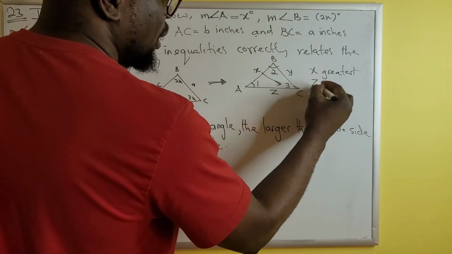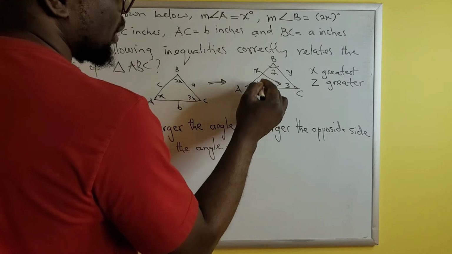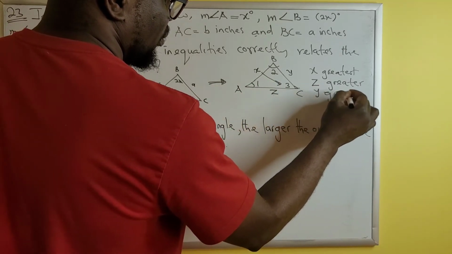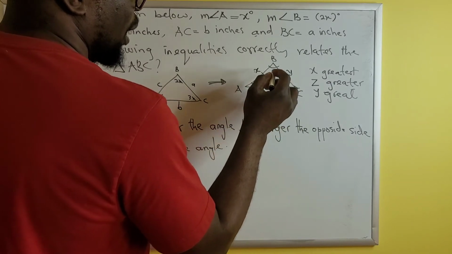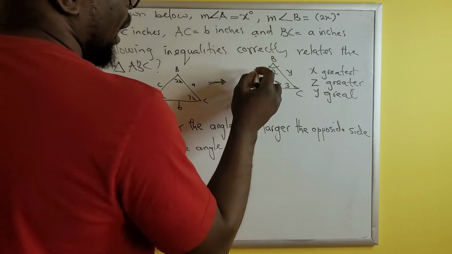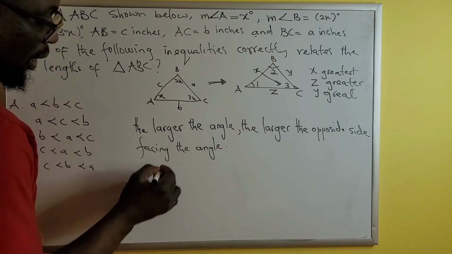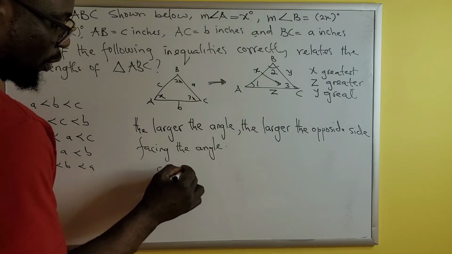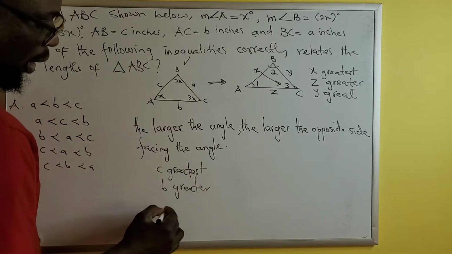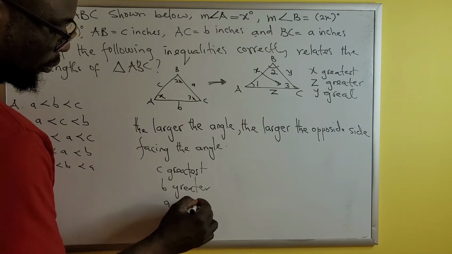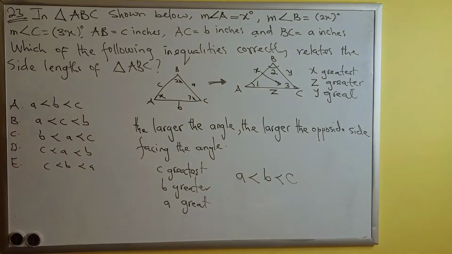2 is greater than 1. So in this triangle, Z is greater, right? Because X is greater than Z, and Z is greater than Y. Great, greater, greatest. Because 3 is greater than 2, and 2 is greater than 1, X is going to be greater than Z, and Z is going to be greater than Y. So in this case also, the same thing appears. C is going to be the greatest, and then B greater, and A, in this case, is going to be the least. So what that means is A is less than B, and B is less than C. So your answer is going to be A right here.